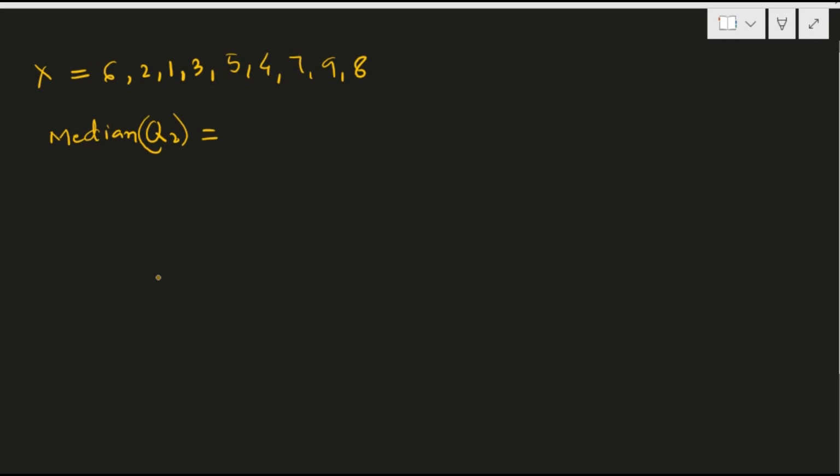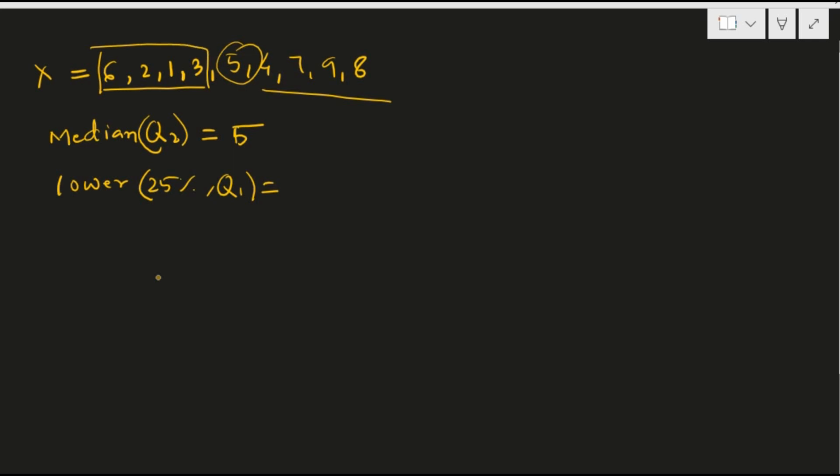If you see, we have 9 data points, 4 data points before and 4 after. So the median is nothing but 5. This is our median value. Now the lower half, or the 25th percentile, or you can say quartile one. This is our lower half, right? So for the lower half, we'll take the median of this: 2 plus 1, 3 by 2.